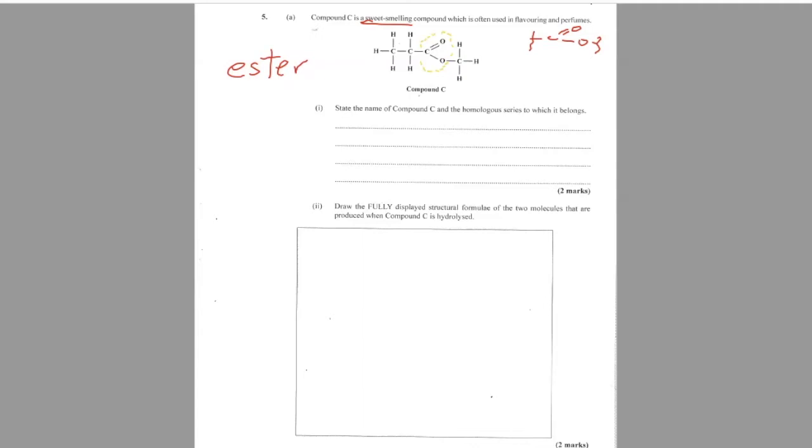Two things make up an ester. An ester is formed from an alcohol and an organic acid. The alcohol portion is at the end, so this part is coming from our alcohol, and the part at the front is coming from our acid. Now, when we're naming the ester, we name the alcohol part first. Even though the alcohol part is at the end, we name it first, and we name the acid part last.